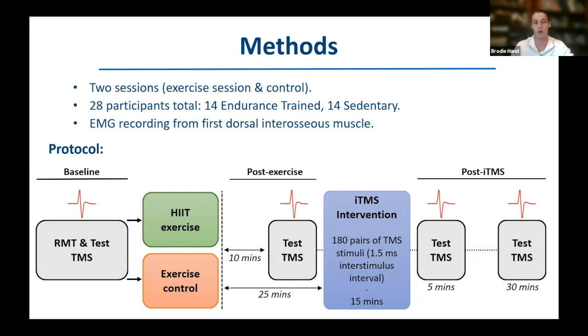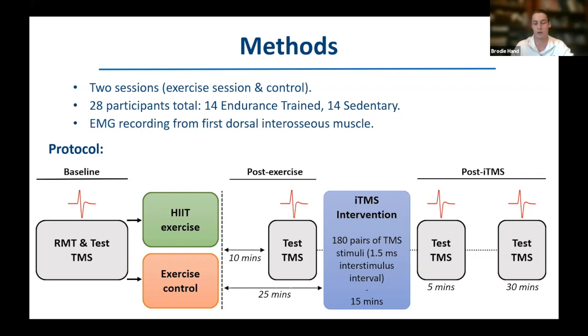The HIIT exercise block included 4 separate blocks of 2 minutes at high intensity, interspersed with 4 3-minute blocks of stationary cycling at a low to moderate intensity, for a total duration of 20 minutes. For the exercise control session, participants sat quietly on a bike without pedaling for the 20-minute duration.